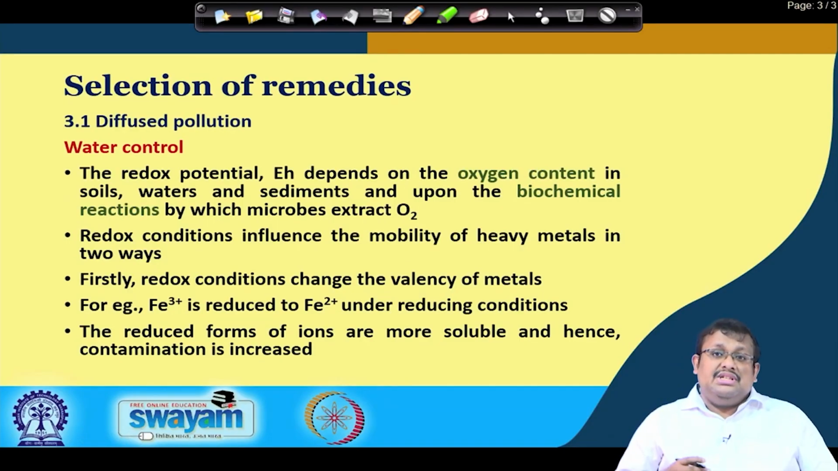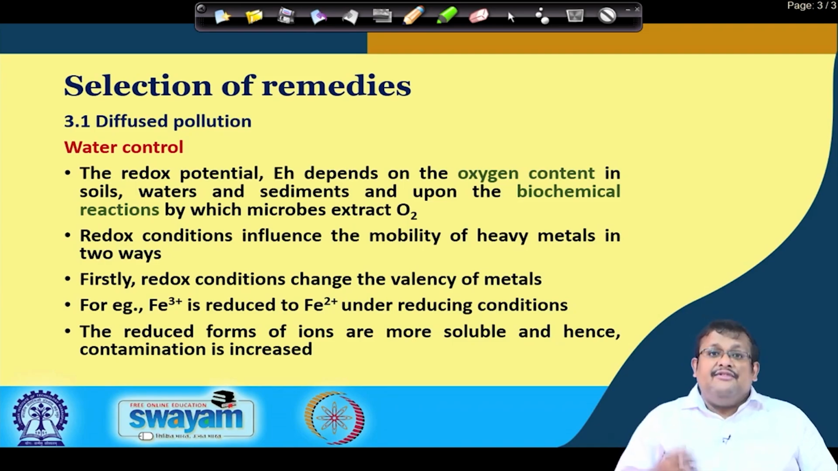Now, the redox potential Eh depends on the oxygen content in the soils, waters and sediments, and upon the biochemical reaction by which microbes extract oxygen. We have already discussed this in the redox chemistry in our previous chapters. Now, redox condition influences the mobility of heavy metals in two ways. Firstly, redox condition changes the valency of the metals. For example, in the case of iron and manganese, by changing the valency of the metals, it basically converts the lower soluble ions to higher soluble ions.